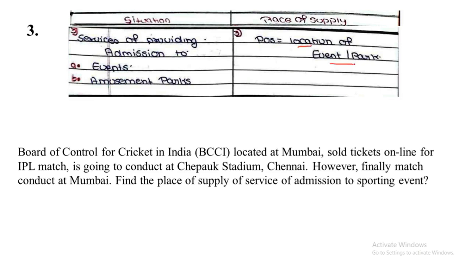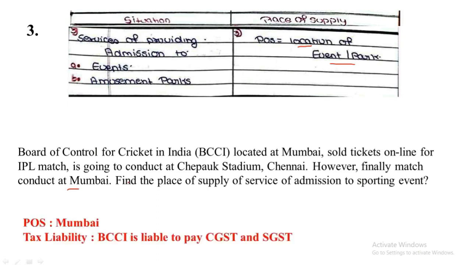Okay, so we take an example. Board of Control of Cricket in India, that's BCCI, located at Mumbai, sold tickets online for IPL matches, which were going to be conducted at Chepauk Stadium, Chennai. However, finally the match was conducted at Mumbai. The location of the event is Mumbai. Find the place of service of admission to a sporting event. So here, since the match is taking place in Mumbai, your place of supply will be Mumbai, and the tax applicable will be CGST and SGST. This is based on providing admission to events and amusement park.